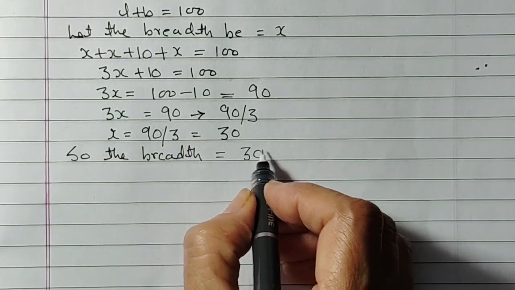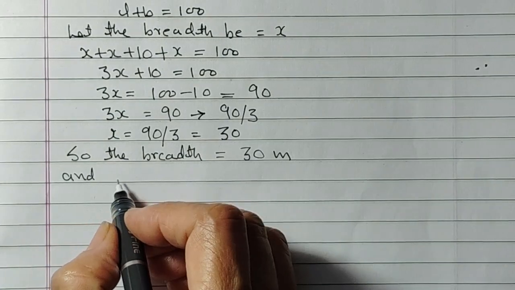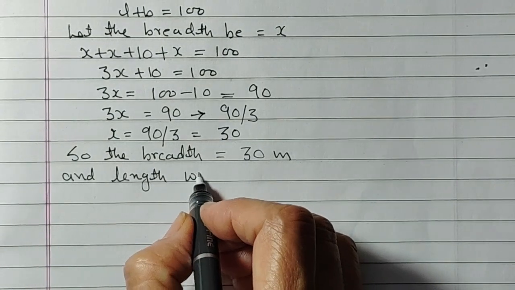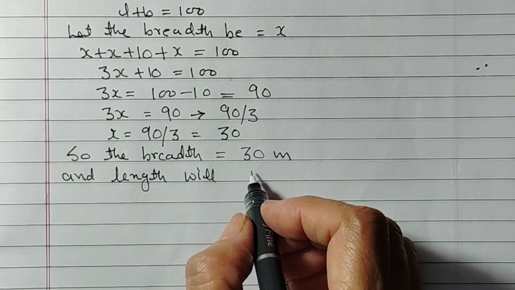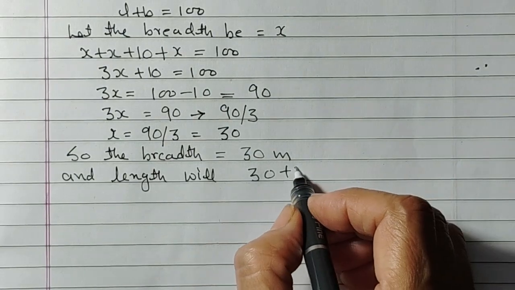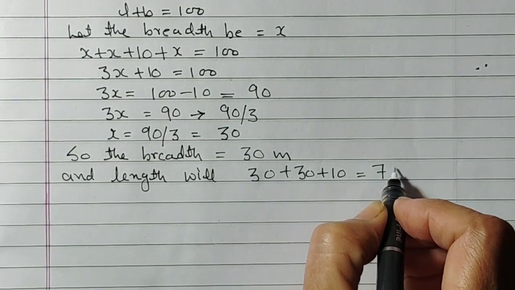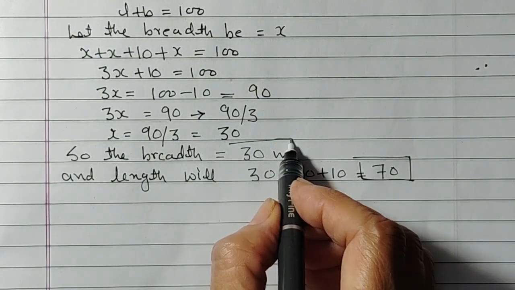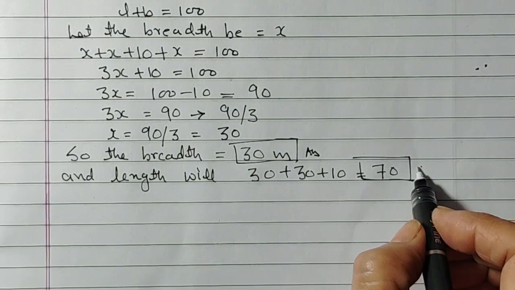30 meters and length will be twice its width plus 10, which is 30 plus 30 plus 10, that is 70. So these are the sides of the rectangular farm. This is the answer, 30 and 70.